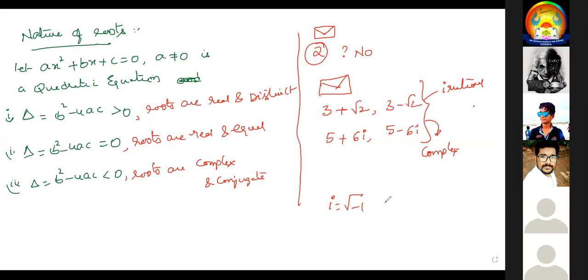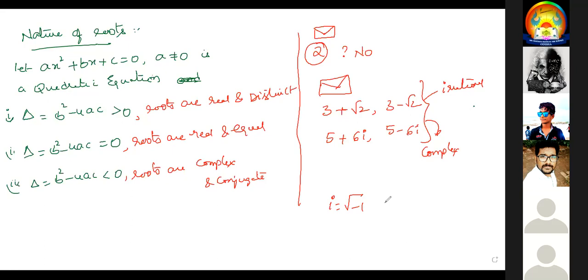Whenever we are talking about the nature of the roots, that is, how the roots will be, equal, not equal, or complex, there is no need to solve the entire equation. It is enough to calculate b square minus 4ac. If b square minus 4ac is positive, roots are real and distinct. Equal to 0, real and equal. Less than 0, roots are complex and conjugate.